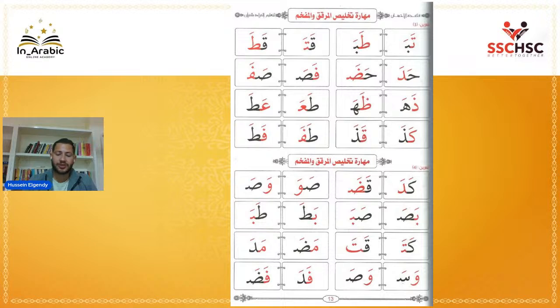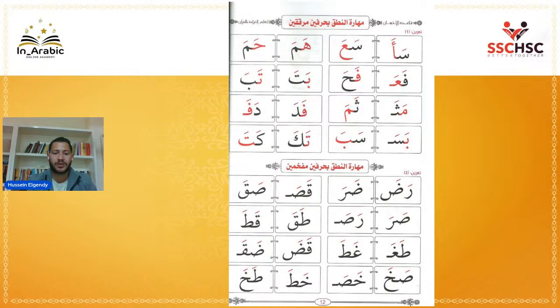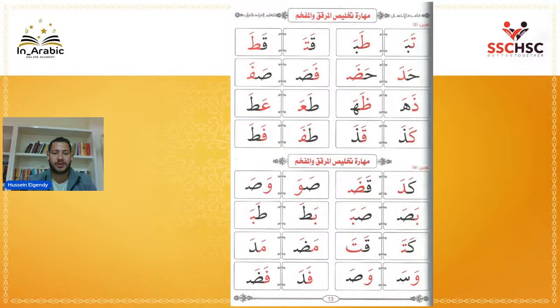So we have this page. We also have this page. You can look here. You can look here. Think about it and tell me which letter is light and which is heavy. So, anyone get it?